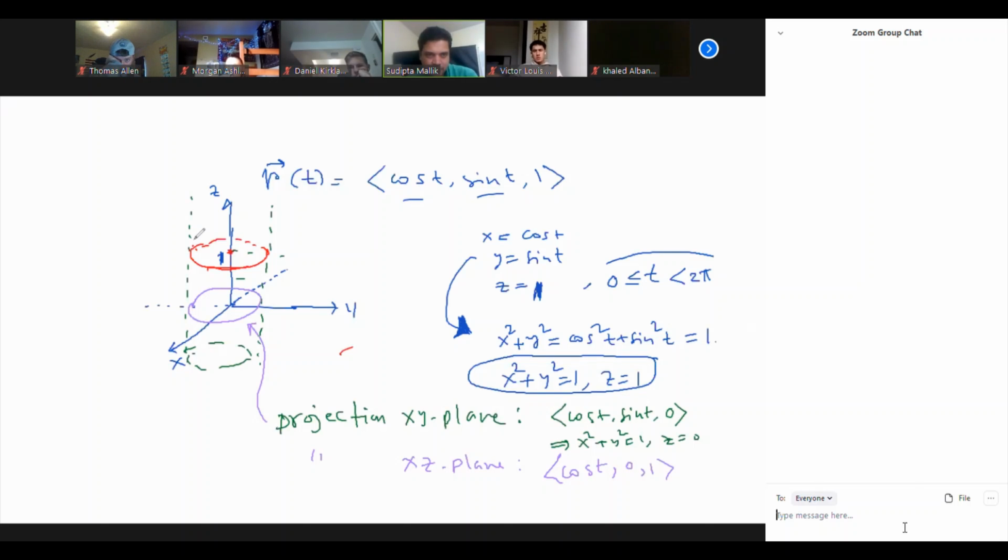So that means if you project that on the xz plane, which is hard to draw, that will give you this line, isn't it? That goes from negative 1 to 1 along the x-axis, right? Is that clear?